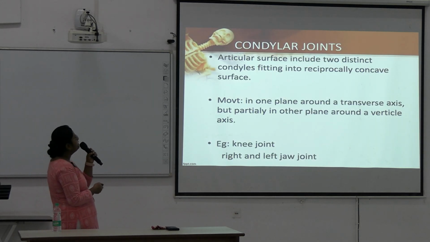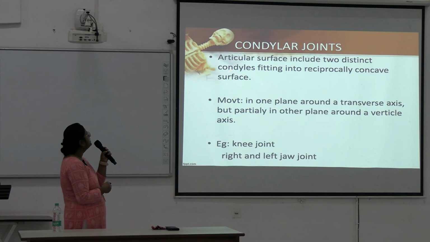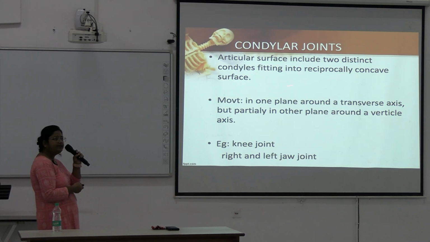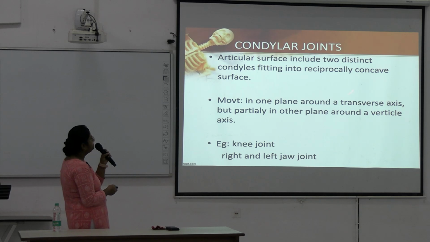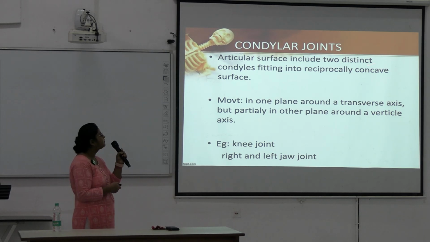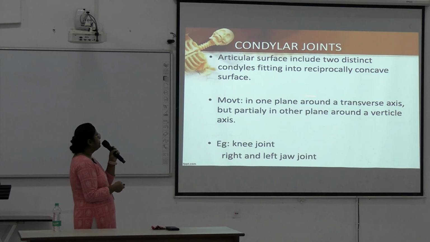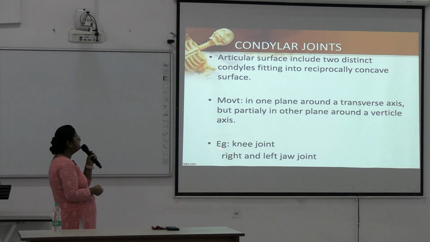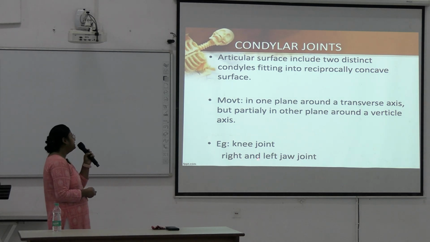Next we go to condylar joints. The articular surface includes two distinct condyles fitting into reciprocally concave surfaces. Movement occurs in one plane around a transverse axis but partially in another plane around a vertical axis. Examples are the knee joint and the right and left jaw joints.